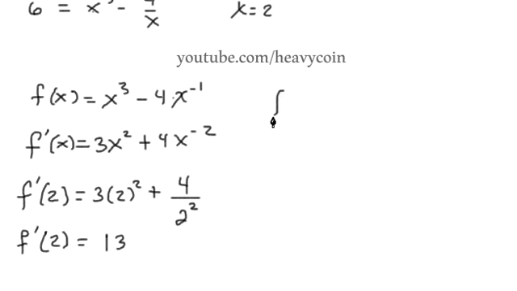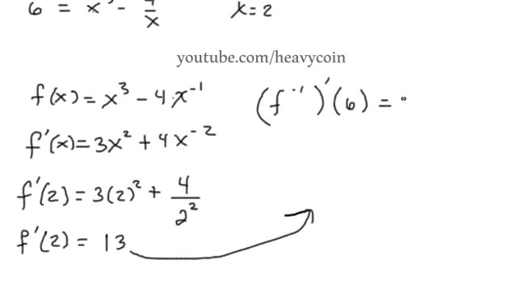So all we need to do now is find the derivative of the inverse at 6. So we know that it's the reciprocal of 13, which is going to be 1 over 13. That easy. Okay.